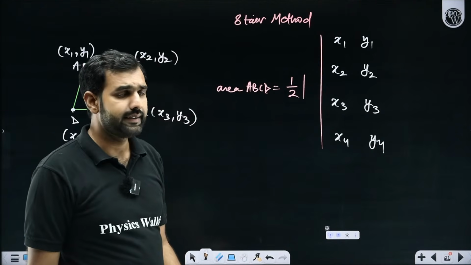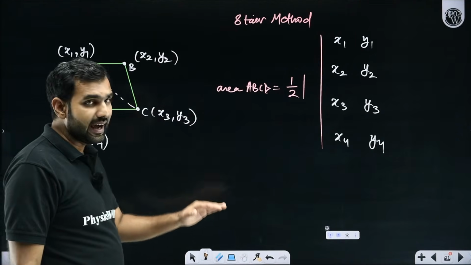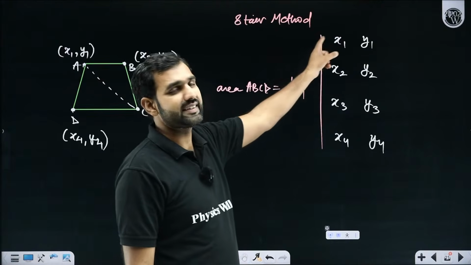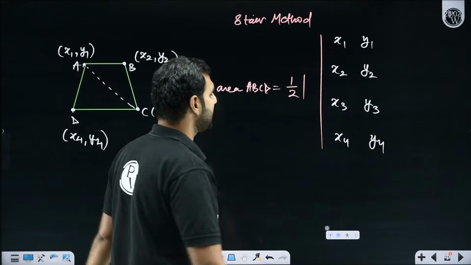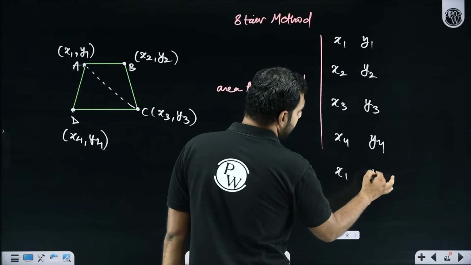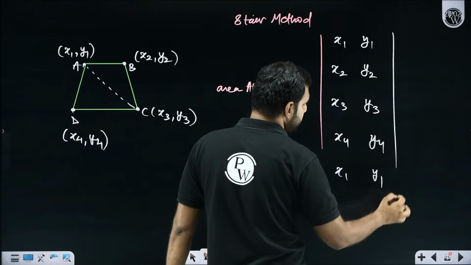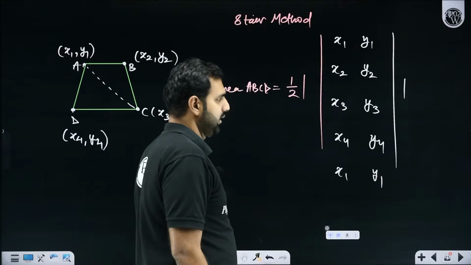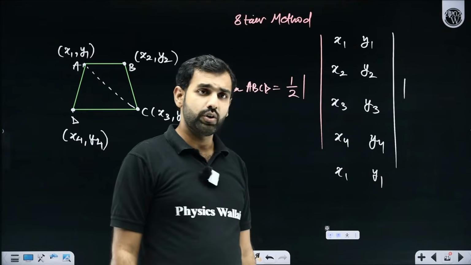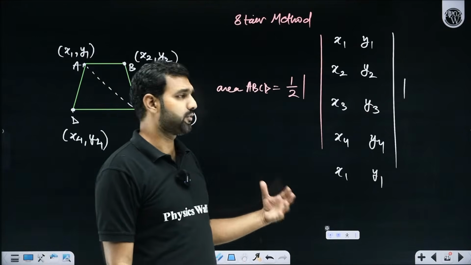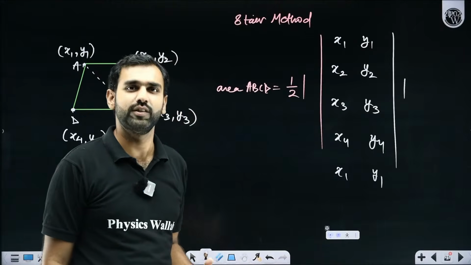And then I will write the last pair again with which I started. Which means if I started with x1, y1, I'll write that in the end, I'll close this stair and this mod. Sir, okay, this looks good, but how do you expand this stair? What is the meaning or sense of this stair?